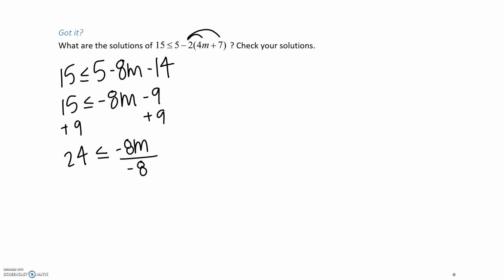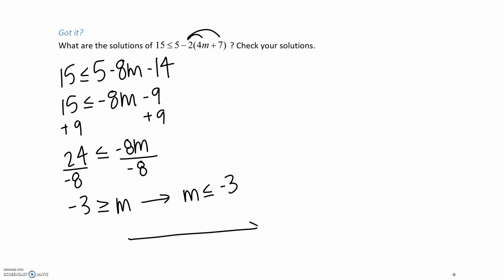And we are going to divide by that negative 8. When we divide by negative 8, we flip the sign, which leaves us with negative 3 is greater than or equal to m. But we always want that variable first, so we should have m is less than or equal to negative 3. On a number line, we should have a closed circle at negative 3, and we are shading to the left, which means our function notation should be open parentheses, negative infinity, comma, negative 3, closed bracket.